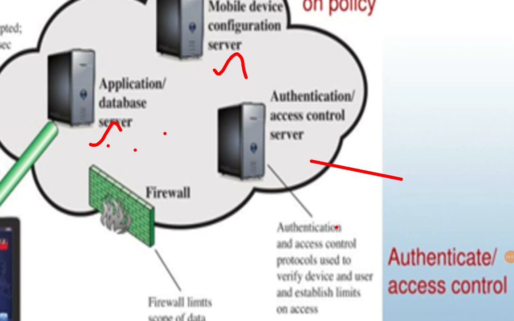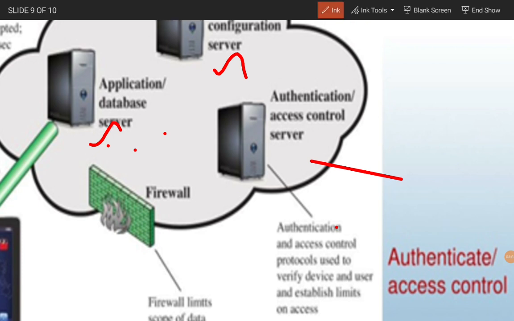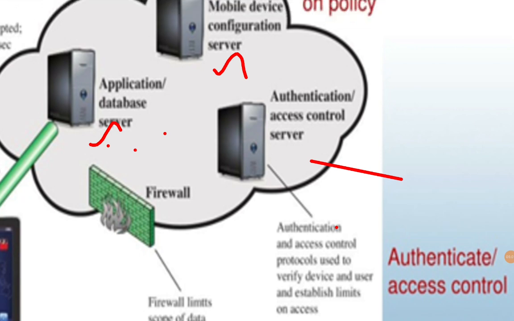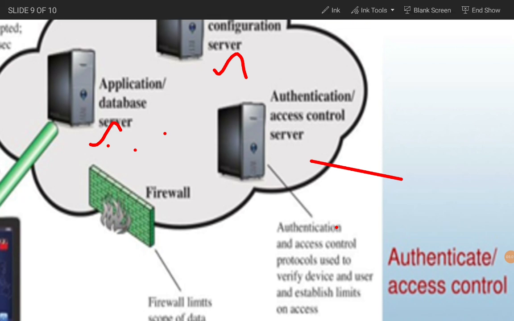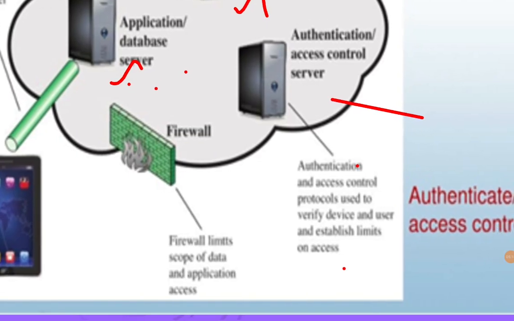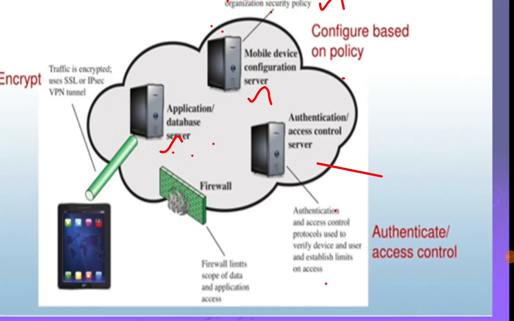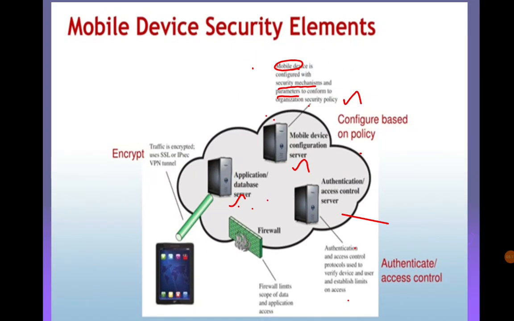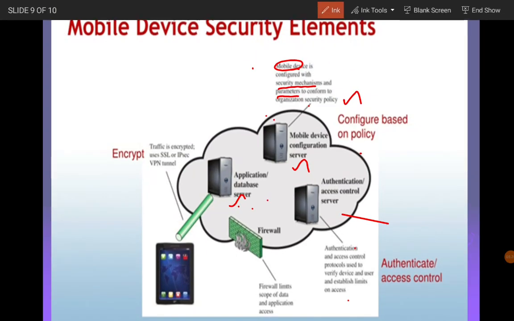So after the verification only, it establishes the access based on the need. And the final component is the firewall. The firewall protects the internal network from the public network. The firewall limits the scope of data and application access. So that's about mobile device security elements.